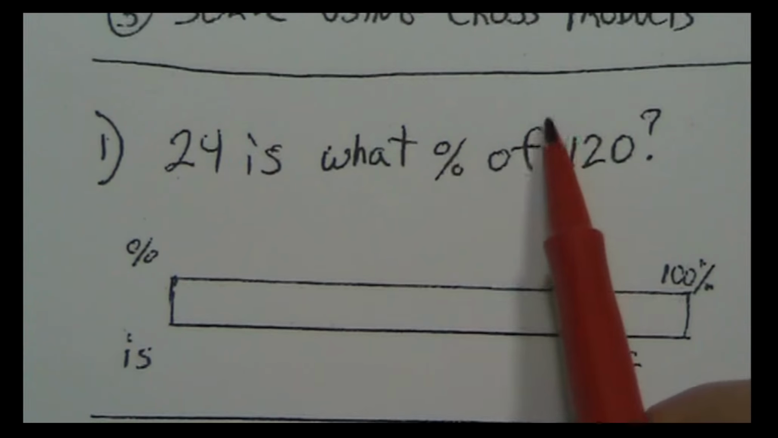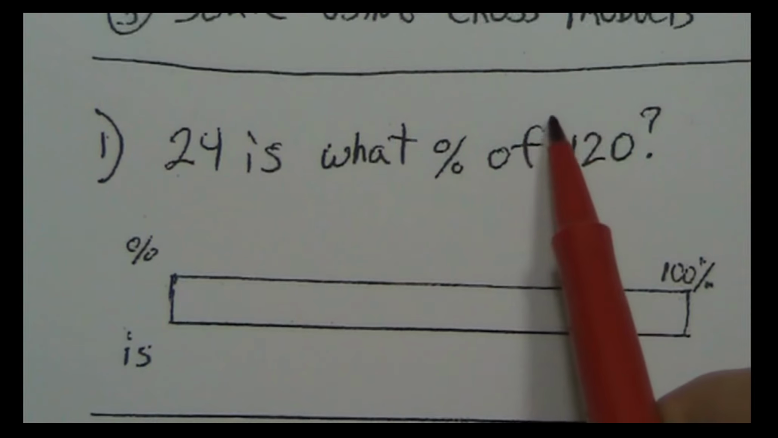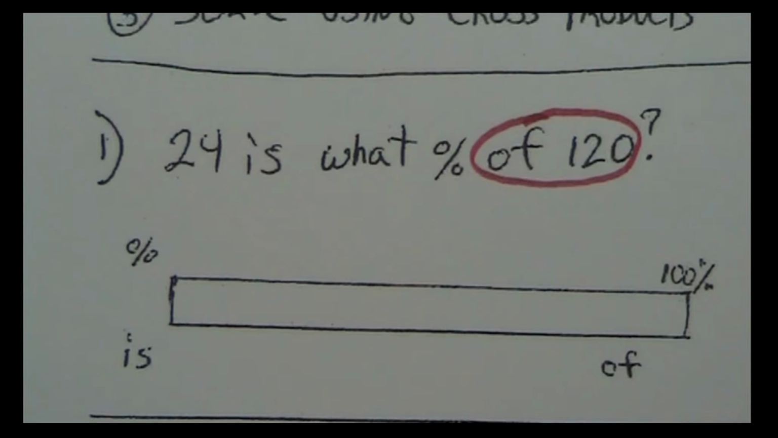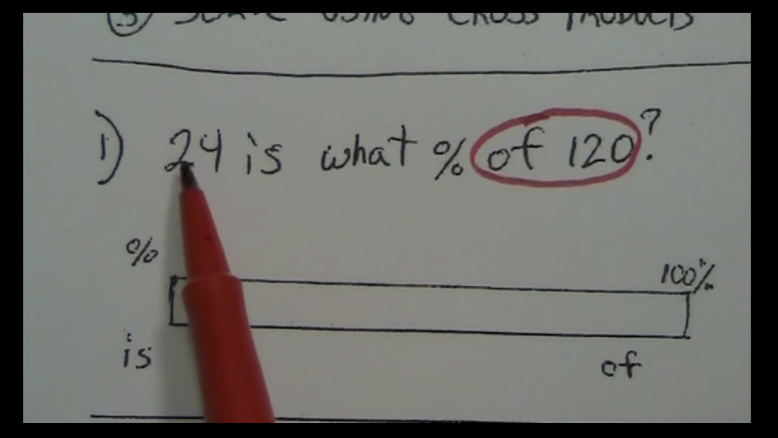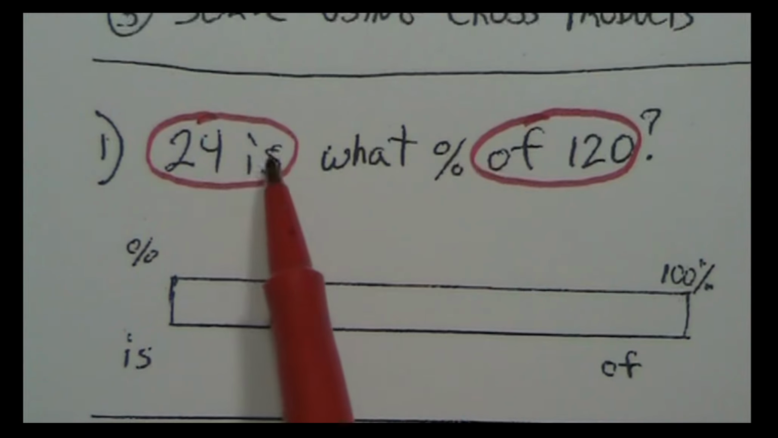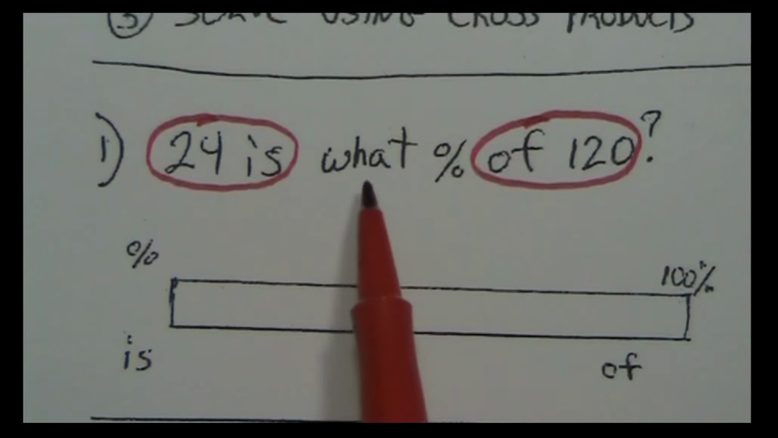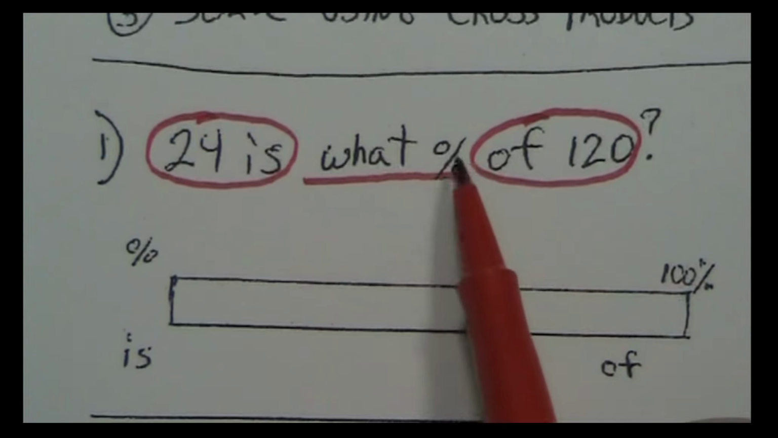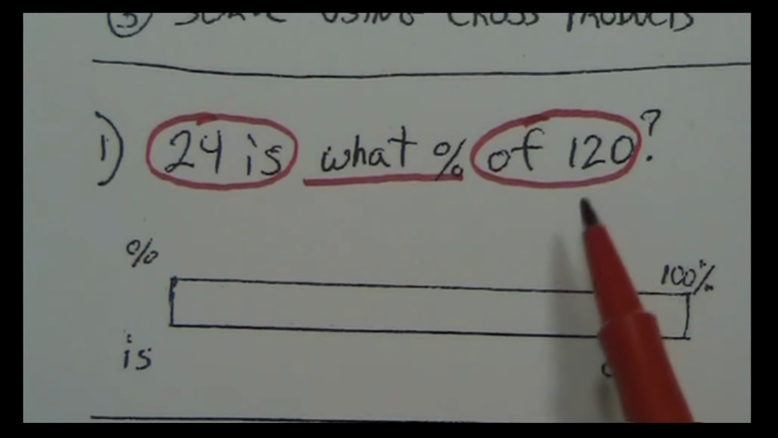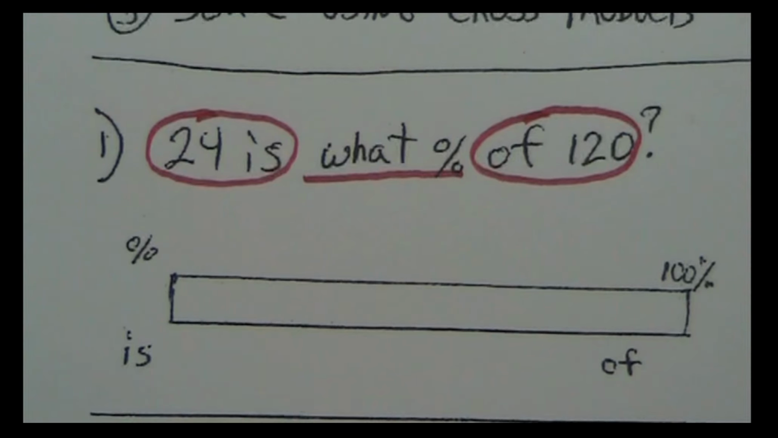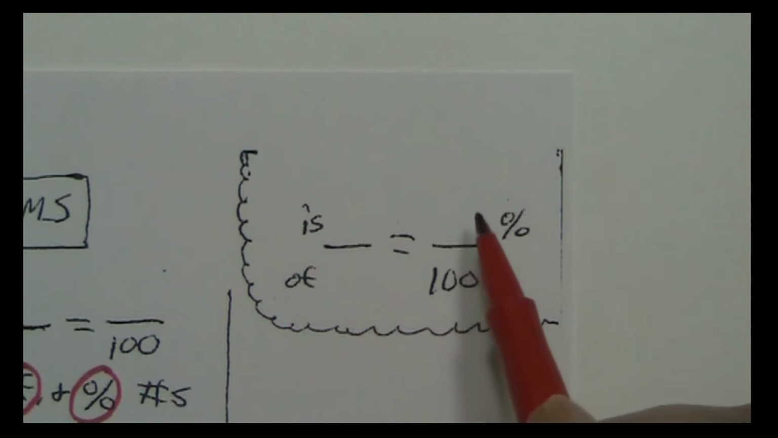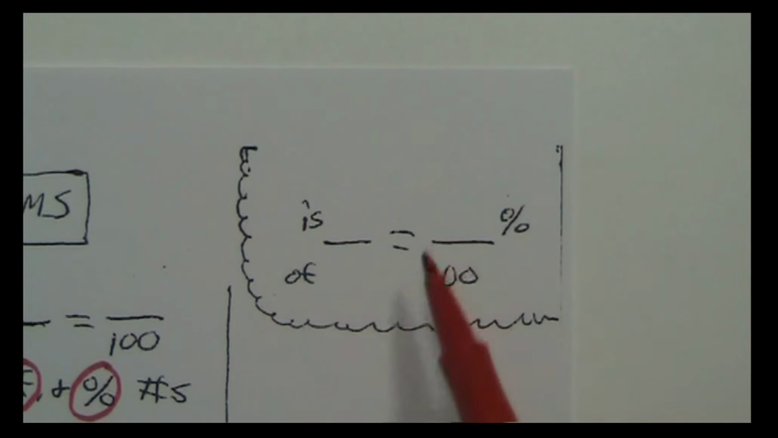This number right here, of 120, that is what we call the of number. See, it's got an of right with it. And this one here, 24 is, that's what we're calling the is number. It's got the word is right next to it. What we don't know is what percent. We know this number and this number. That's important because we have to know where to place those. If you look in the top right corner, this is where the is number, the of number, and the percent number go. And then we have 100. This is where I place those numbers.